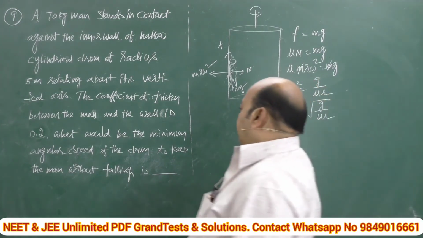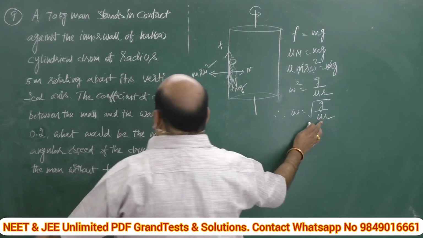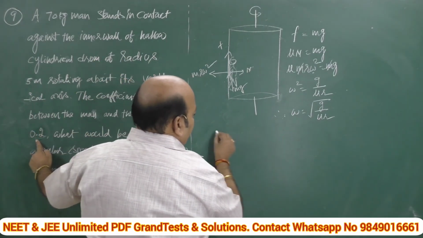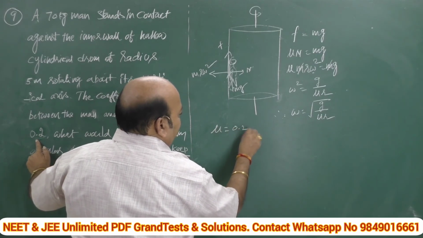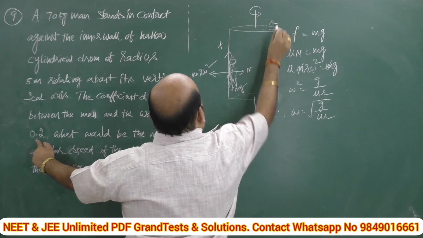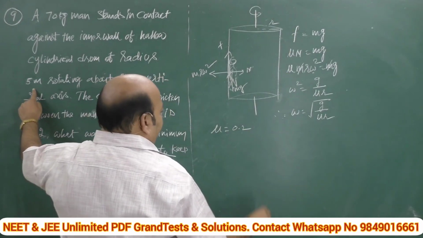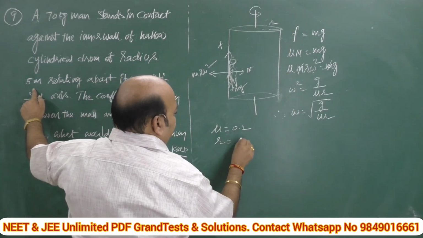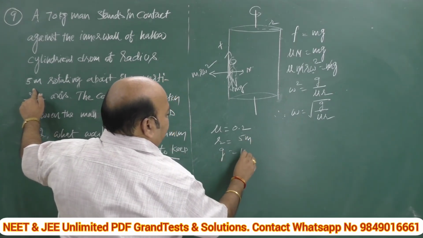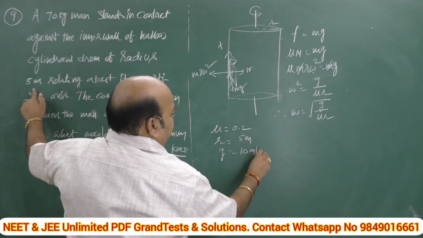Now I am entering the problem. What is the given data? What is the coefficient of friction in the problem? It is given as 0.2. So that's why mu is equal to 0.2. And what is the radius of this drum which is rotating? It is given as 5 meter, so radius is equal to 5 meter. And take the value of g as 10 for your convenience, 10 meter per second square.